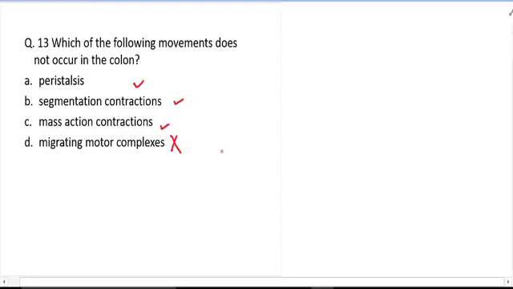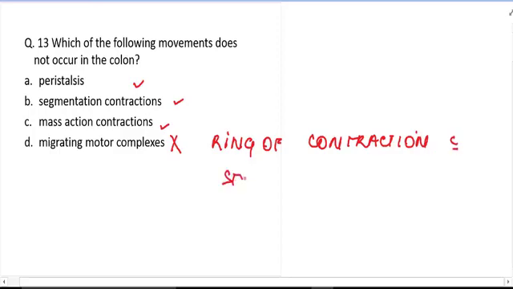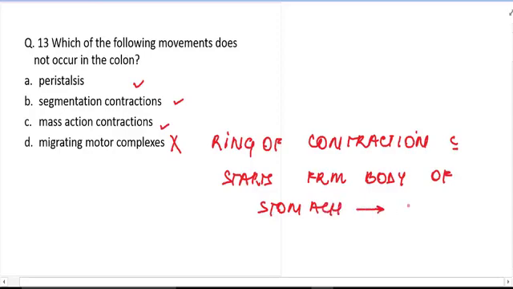This migrating motor complex is a ring of contraction which starts from the body of stomach and goes right up to the distal ileum. This is a migrating motor complex.